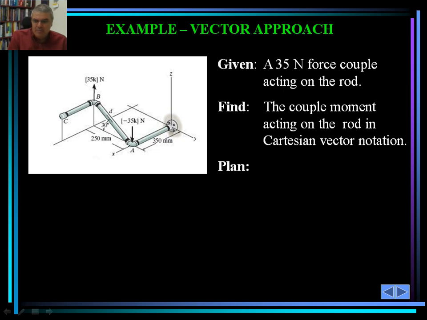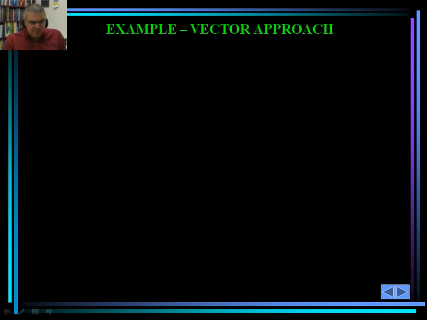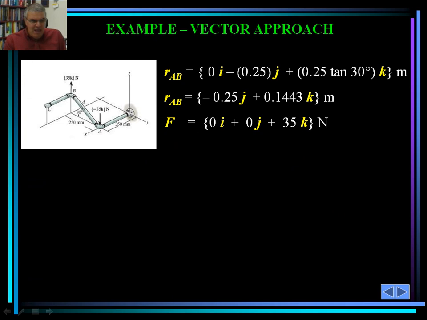Let's use a vector approach to do the same thing before we get into our concept quiz. Given a 35 newton force couple acting on the rod as shown, and directions are also shown, a couple moment acting on the rod in Cartesian vector notation is what we would like to find. The plan is we're going to use a cross product, R cross F. We would set R as R sub AB and F as 35, and we would calculate the cross product to find M.